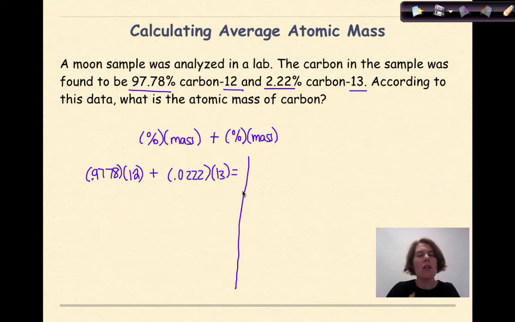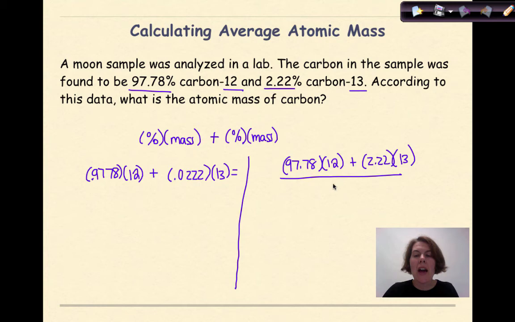The other approach that you can do here is say, you know what, I always screw up these percentages. I'm just going to leave the percentage as is, and do a different approach. So in that case, you could say, all right, 97.78% times the associated mass, which is 12, plus 2.22% times its associated mass, which is 13, and divide that all by 100. No matter what, you're going to get the same answer here. It really depends on your comfort level with decimals.